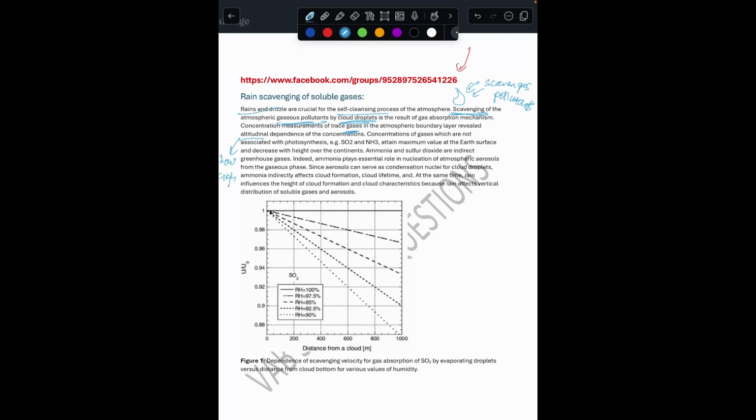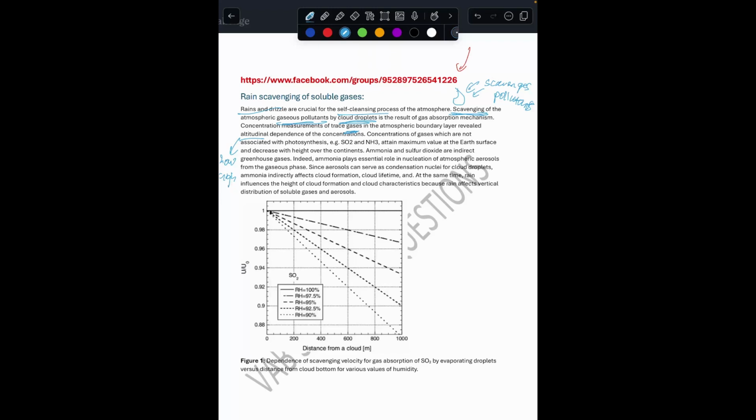I don't know exactly what trace gases are, but that's okay. It might come up later in the text and be clarified. I don't need to fret over it as long as I've got the big idea that the concentrations of gases change at different height levels.